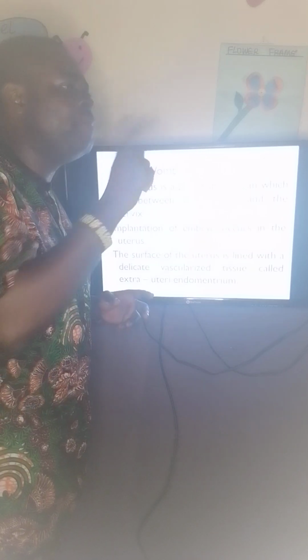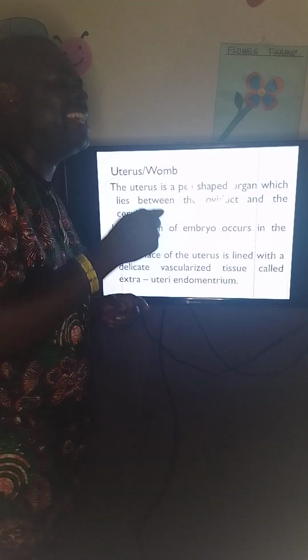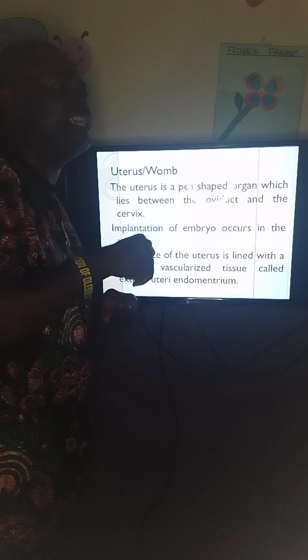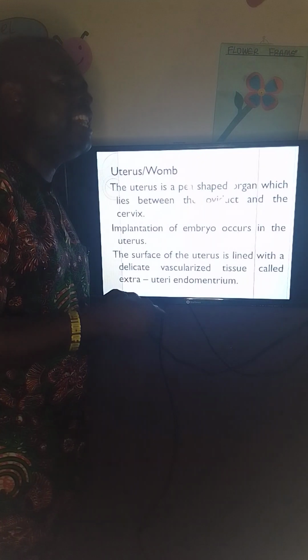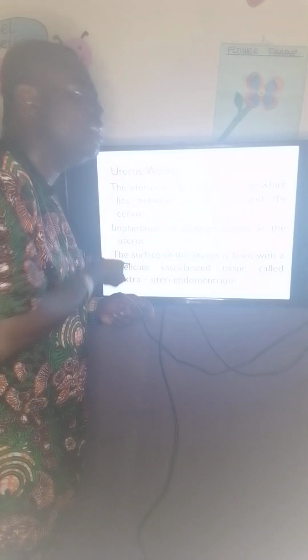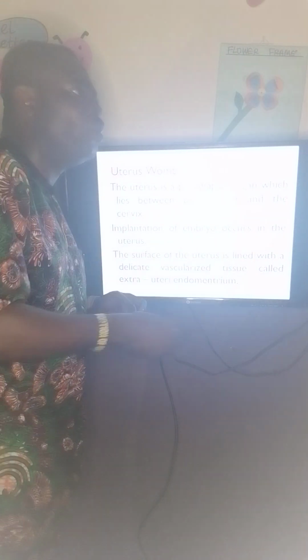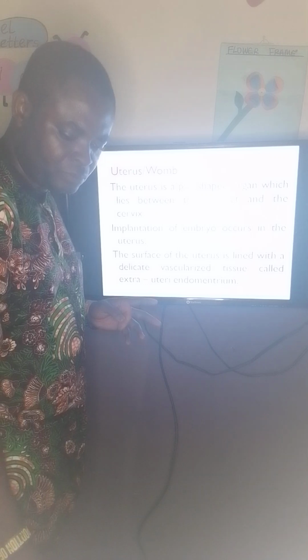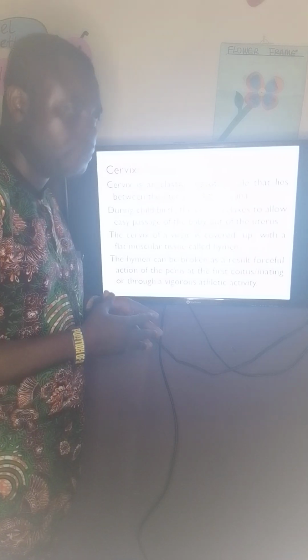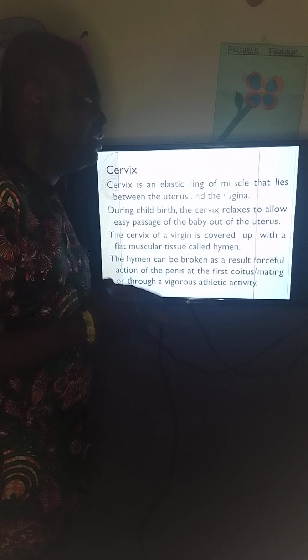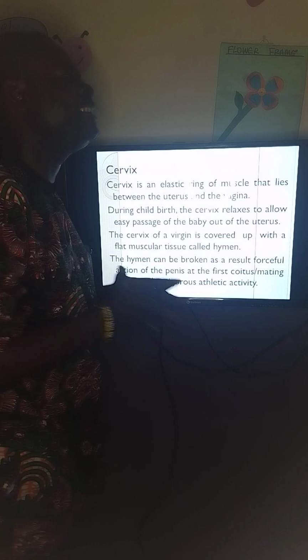So if there is under-secretion of progesterone, the wall of the uterus will not be thickened and implantation will not take place. One of the methods of family planning is by taking contraceptive pills. Some of the contraceptive pills hinder progesterone production, and they will not allow the endometrium to be thickened, and a child will not be conceived. No implantation will take place there. Now, the cervix. The word cervix is a Greek word which means neck.